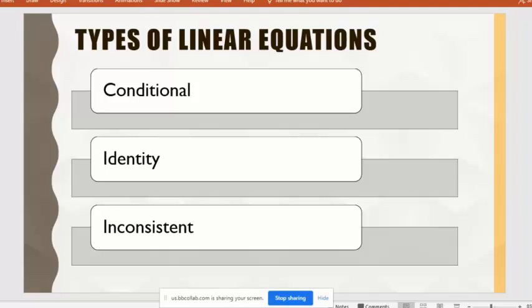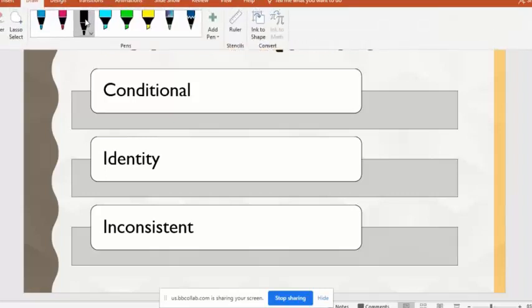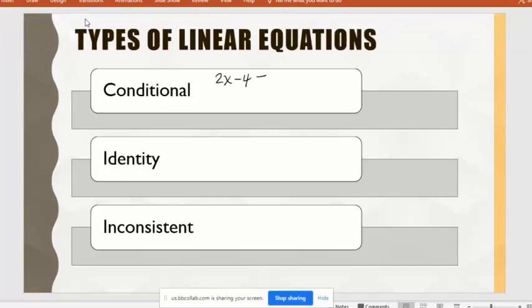Okay, so the first one, a conditional equation could look like this. 2x minus 4 is equal to negative 5x plus 10. So if I'm solving this equation, I'm kind of assuming some things here. I don't want to assume all of your prior knowledge, but I'm assuming that you can solve a one-step linear equation, or maybe a two-stepper. And those would look kind of like this. 2x plus 5 equals 10.